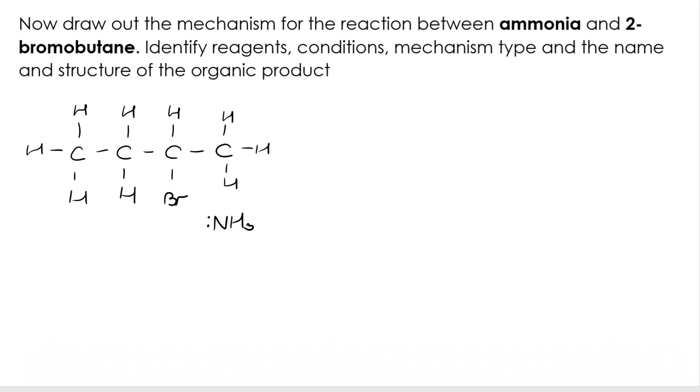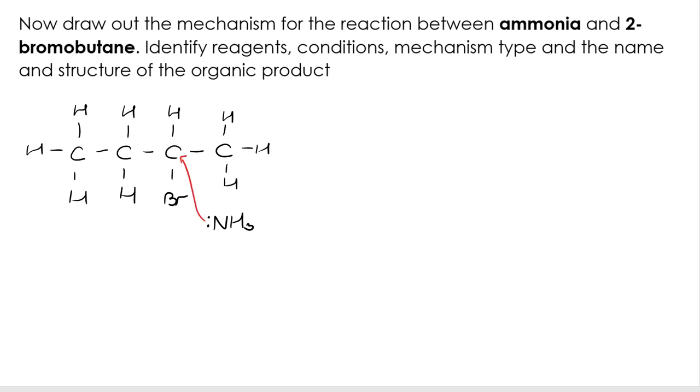So let's begin with something that you are hopefully quite familiar with from year 12, and I want you to have a go at completing this mechanism to show the reaction of ammonia with 2-bromobutane. Well, we have got our lone pair on the nitrogen, so that's where our arrow is going to begin, and it's going to be attacking the delta positive carbon. This is delta positive because the bromine is delta negative. That's the difference in electronegativity.